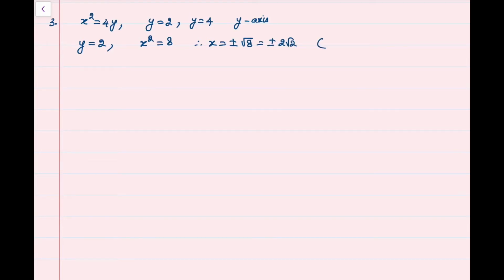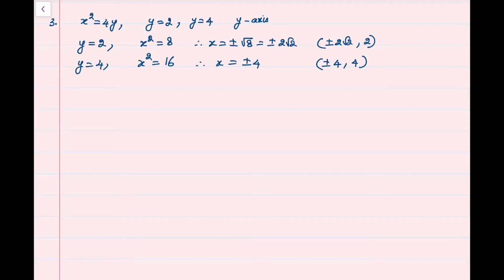Therefore, the points of intersection are, be careful while writing the points of intersection. Write the x coordinate first, then the y coordinate. Now we will solve first and the third. y is 4. Therefore, x square is 4 4s are 16. Therefore, x will be plus or minus 4. The points of intersection are, write the x coordinate first and then the y coordinate.